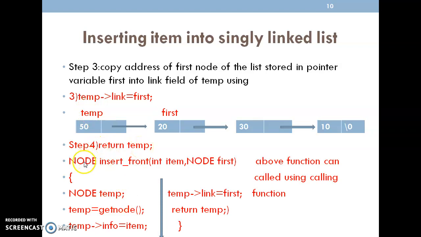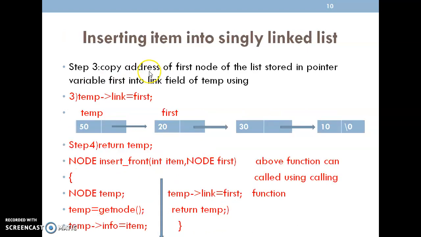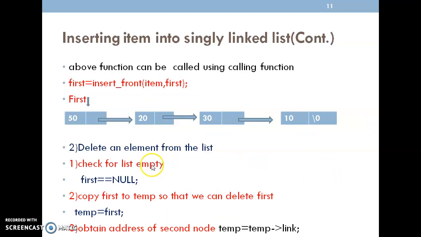For the same thing, I have written the function node insert front. I'm inserting the item, where the first node is node first. Whenever I call getnode, both the information and link fields will be created. Then temp equal to getnode, and initially temp pointer info item will be added. Then temp will be connected to first by using temp pointer link equal to first. Return temp. Then the above function, node insert front, will be called using the calling function.